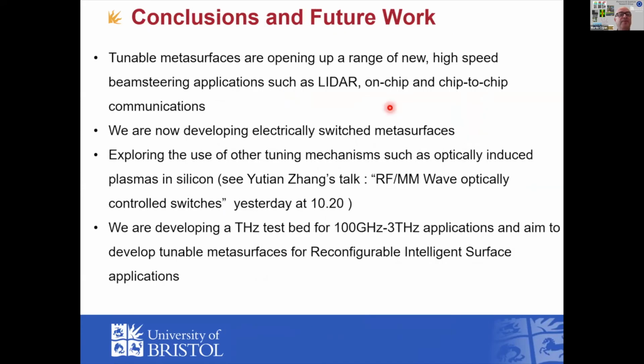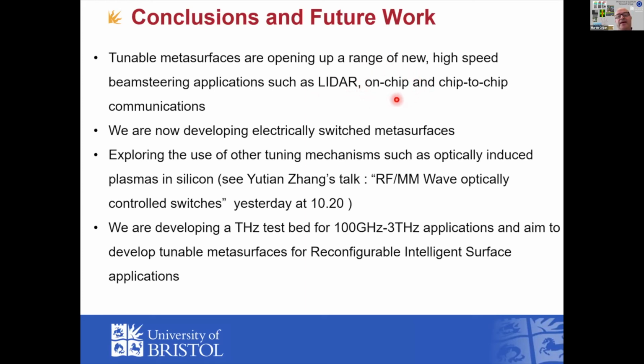Let me just sum up. Hopefully I've shown you these tunable metasurfaces. They're interesting for all sorts of applications. Something I'm particularly interested in is Lidar. Lidar is still an unsolved problem at the moment. Most autonomous cars essentially have spinning lasers on top of them that cost probably more than the car. So there's a huge research effort going into low-cost Lidar, and I think these kinds of metasurfaces might play a role there.